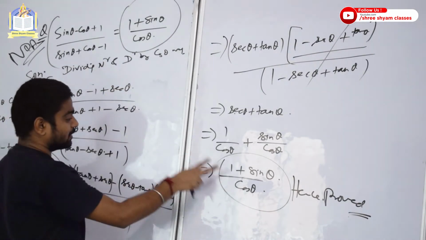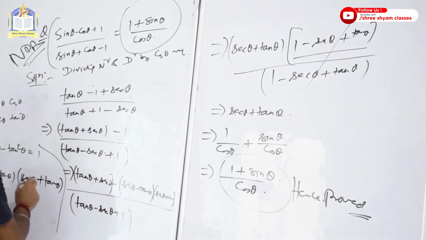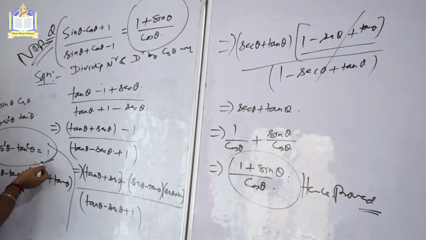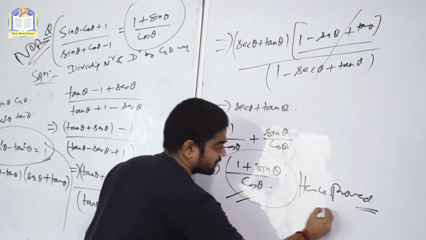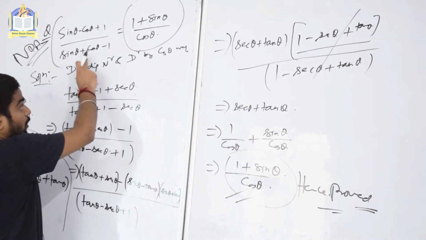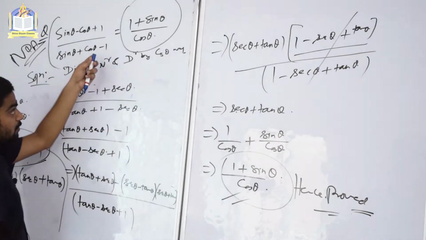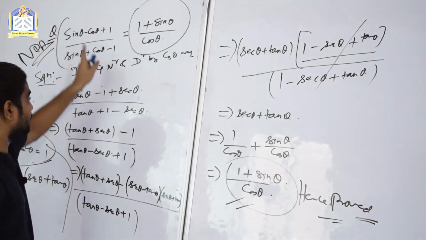So we have proved this by using the fundamental trigonometric relation. By using this we have proved this relation. Hence proved 1 plus sin theta by cos theta. Hope it's clear. This is one of the most important questions in trigonometry of class 10th and class 11th too. So this is the first question.